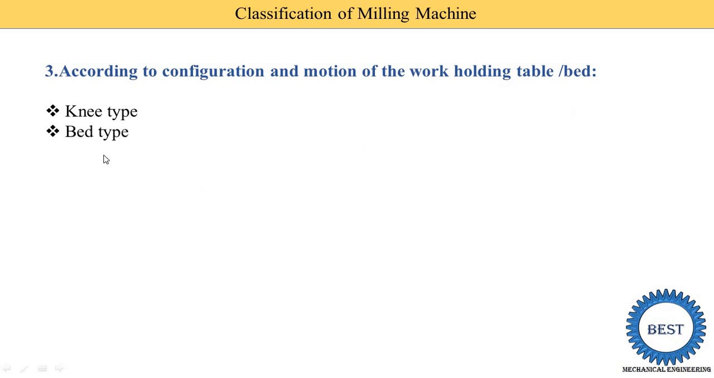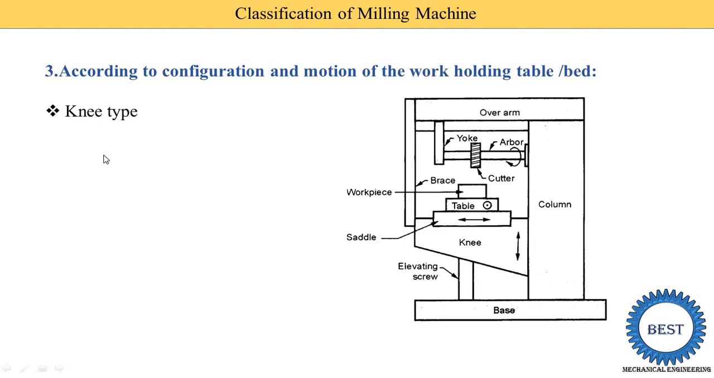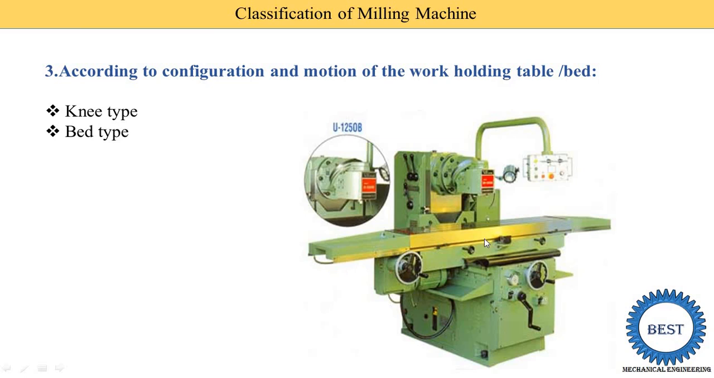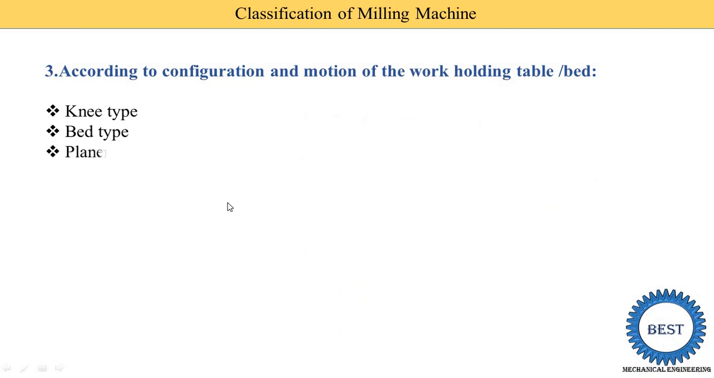Now the second type is the bed type. This is a knee type, meaning our body has a knee, so this is a shape like the knee. When we bend our leg, the knee takes this type of shape. That's why it is known as the knee type. Now this knee type is replaced by the bed, meaning the length of the table is larger than the knee type, then it is known as the bed type. Like our bed, the length is larger, approximately 6 or 7 feet. That's why it is known as the bed type.